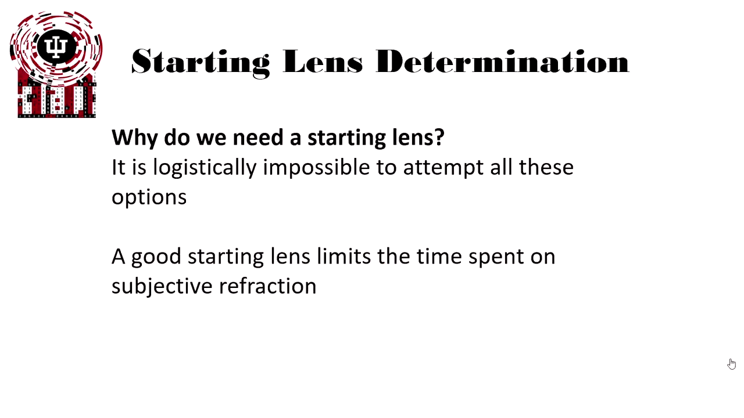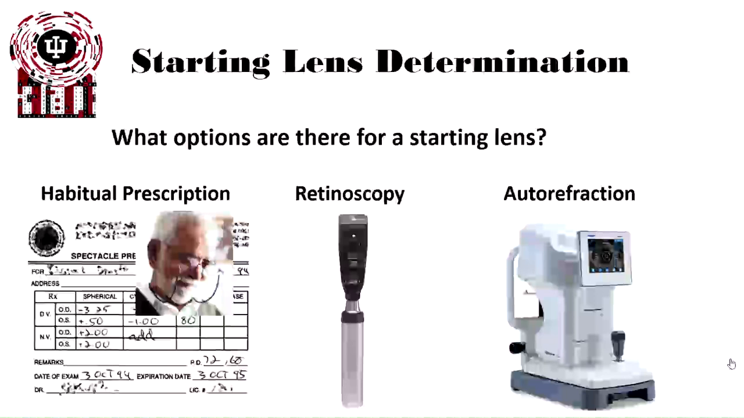It is logistically impossible to attempt all these options subjectively. So a good starting lens limits the time spent on subjective refraction by limiting it to a few options. Well, what options are available for a starting lens? There's the patient's habitual prescription, that means what they're currently wearing when they came into your room. You could use retinoscopy, which is a large part of this course, as well as AutoRefraction. All of these provide a lens we start with by putting it into the phoropter as our starting lens before we start refracting.